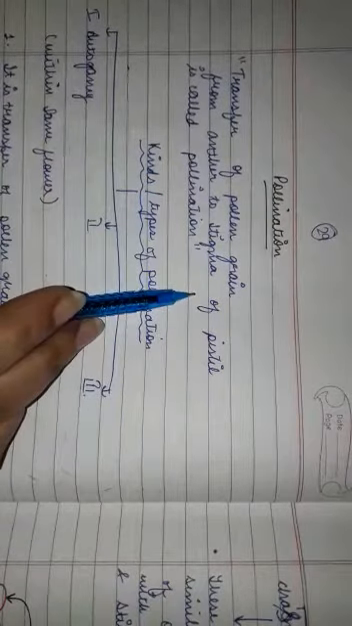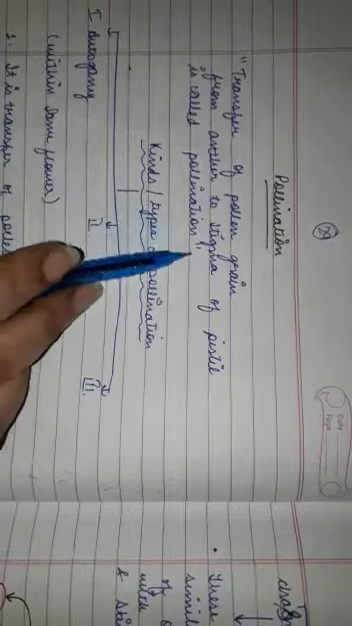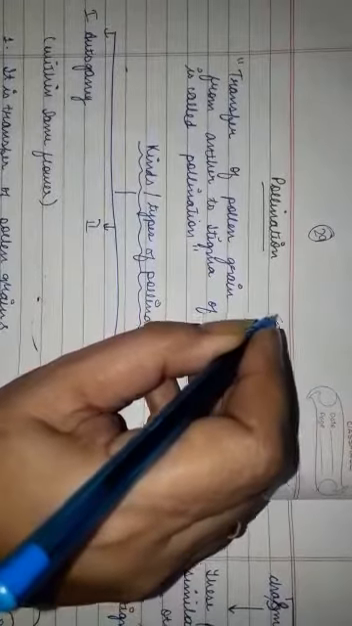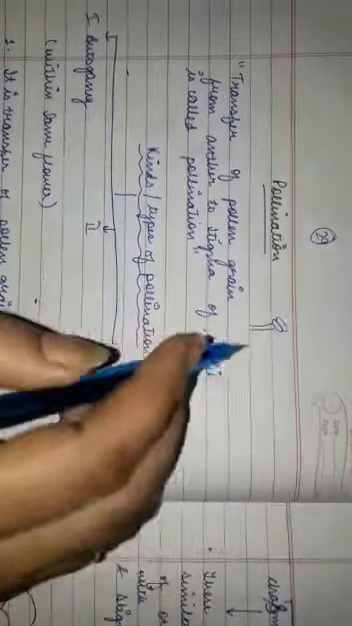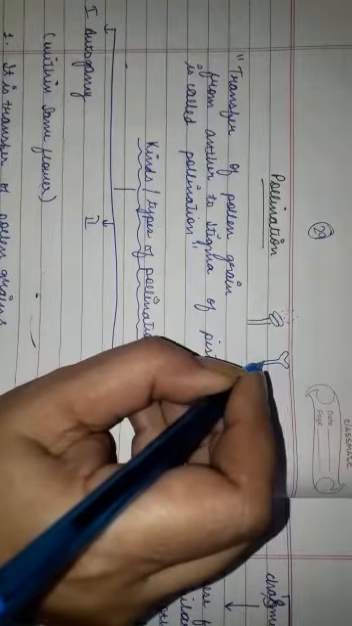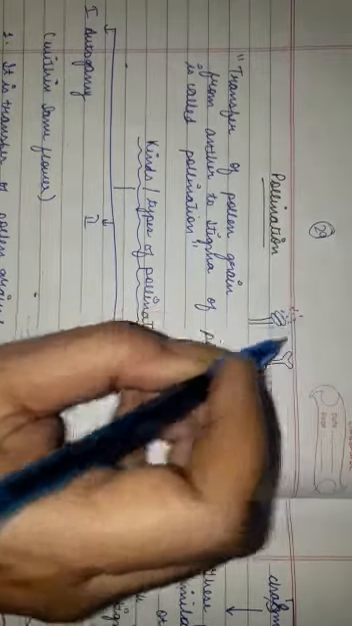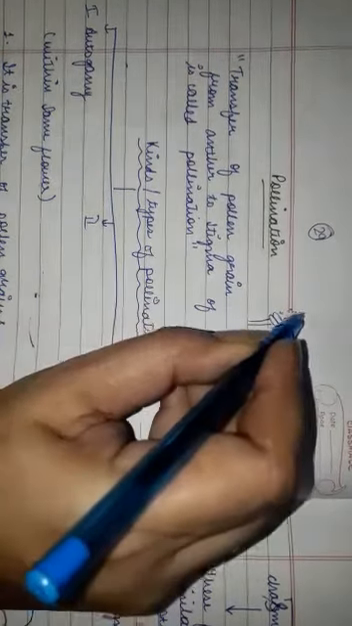Now the next topic is pollination. What is pollination? Transfer of pollen grains from the anther to the stigma of the pistil is called pollination. This is the male reproductive organ, that is stamen. It produces pollen grains, and this is the female reproductive organ, that is carpel. The transfer of pollen grains from the stamen to the stigma of the carpel is called pollination.